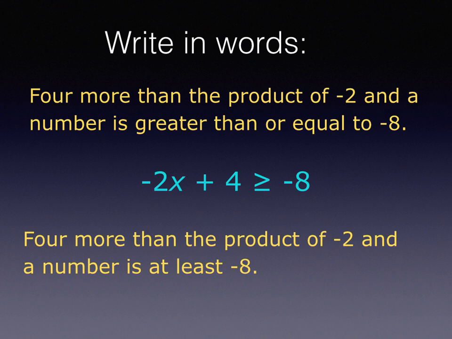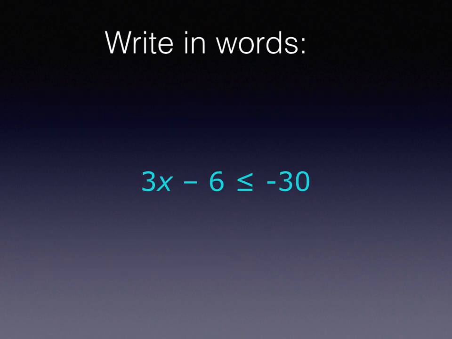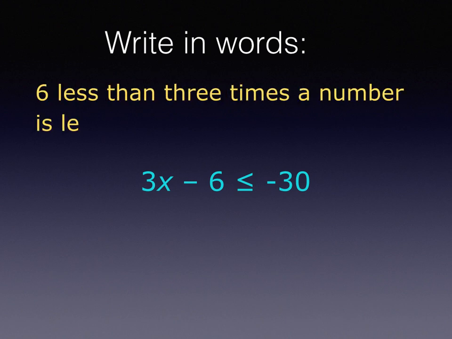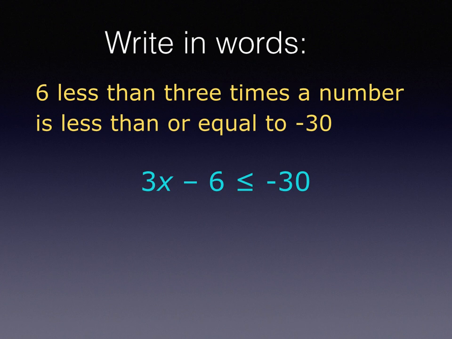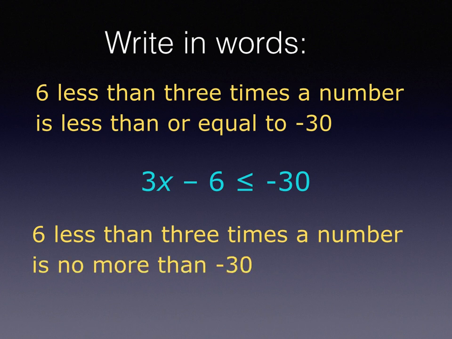One more example to try. We'll say it two ways. We'll look at it first as 6 less than 3 times a number is less than or equal to -30. But less than or equal to, another way you can phrase that is no more than. So 6 less than 3 times a number is no more than -30.